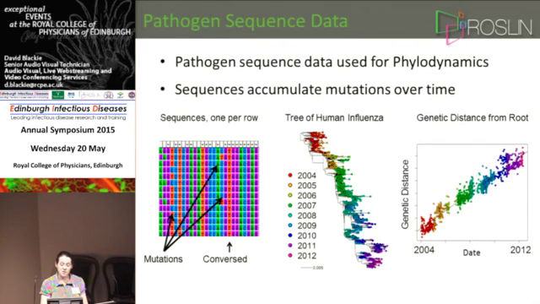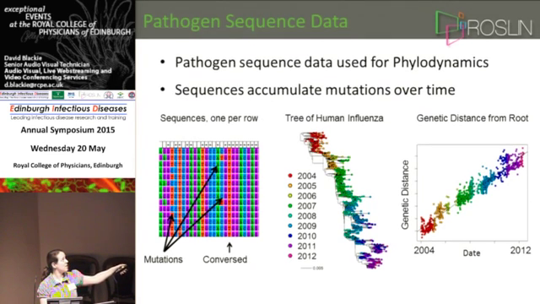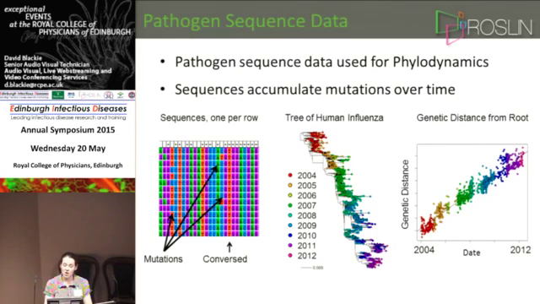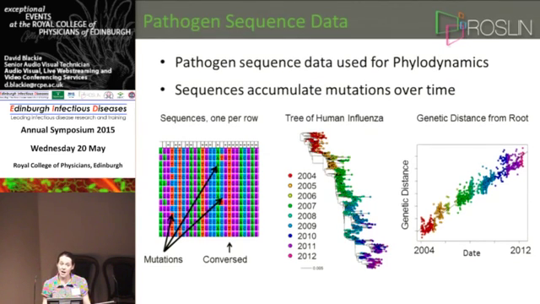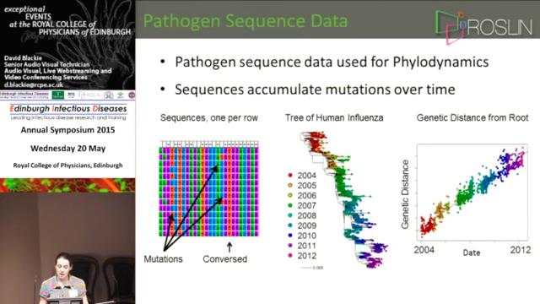If you plot the number of mutations, the genetic distance of the sequence to the most ancestral sequence through time, you can see this gradual accumulation of mutations. And in fact, what you're seeing there is a strong molecular clock signal. And it's this strong molecular clock signal that can allow us to do much more detailed modelling.